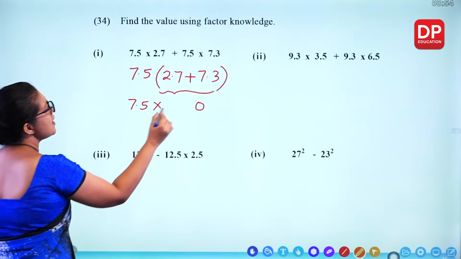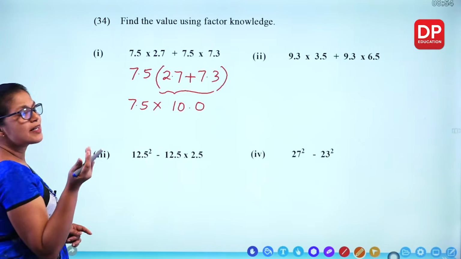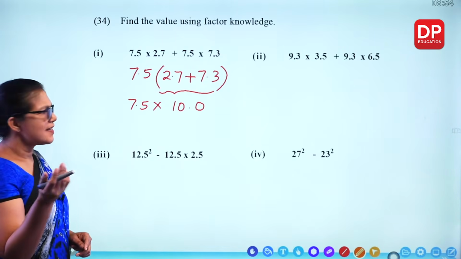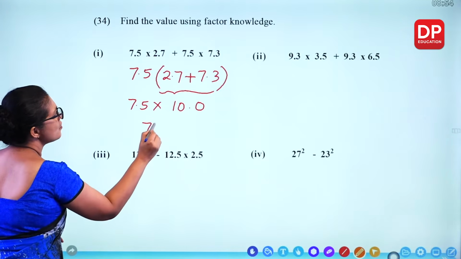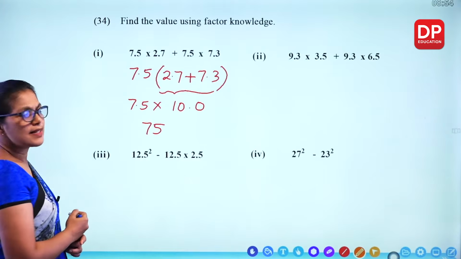7 plus 2, 9 and 10. So you get 10. Just multiply this by 10. It's easy. Move the decimal place one place to the right. So you get 75 as the answer.